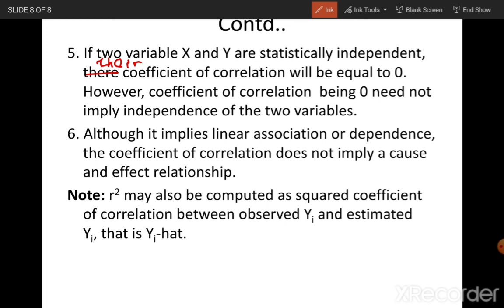Okay, and finally, also note that R square has another possible formula, which is the squared coefficient of correlation between observed yi and estimated yi, that is observed yi and yi hat, right? Just remember the basic formulas. The derivations do not always come except for the ESS and TSS. TSS equal to ESS plus RSS part, which is why that is the only one that I have discussed with you.